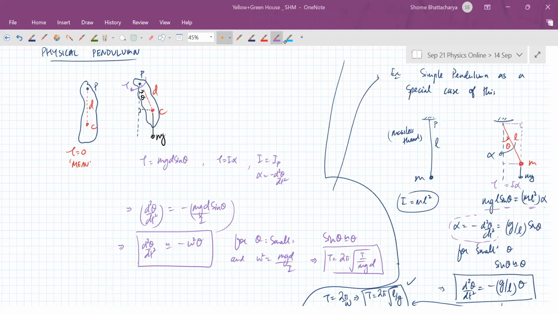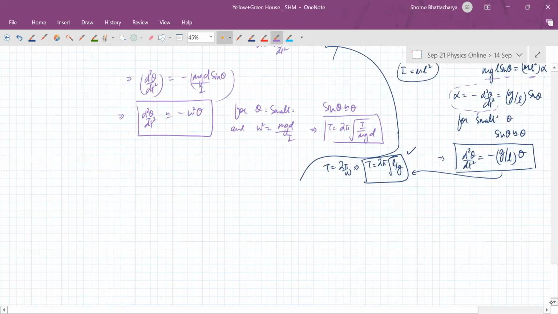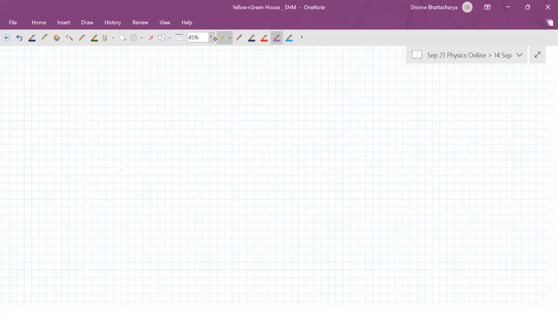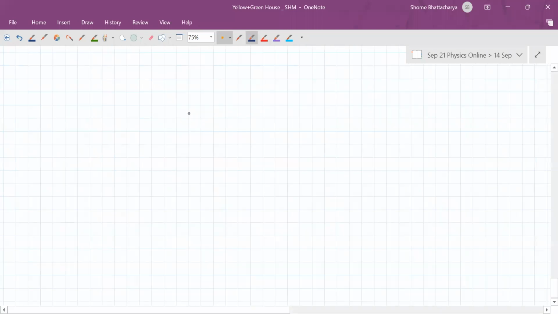Yes, exactly, Aditi. That's correct. You can see that if angular displacement theta is clockwise, then alpha will be anti-clockwise and vice versa. If I take it to the other side, so theta is anti-clockwise, then alpha will become clockwise like that. There's always a restorative torque which is acting.